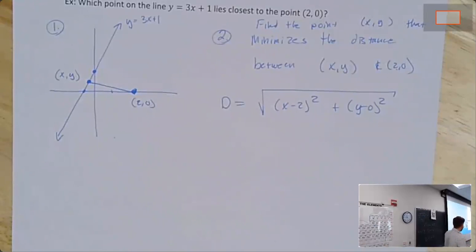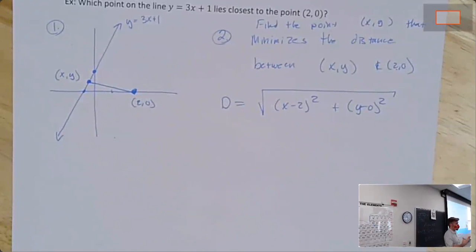But here's the thing. If I want to make this distance as small as possible, well, if you take the square root of something, the way to make the square root of something as small as possible is to make the something as small as possible. Right? If you make the inside small, you make the output small, because the square root of a function is what's called an increasing function. Right? As the inputs get bigger, the outputs get bigger.